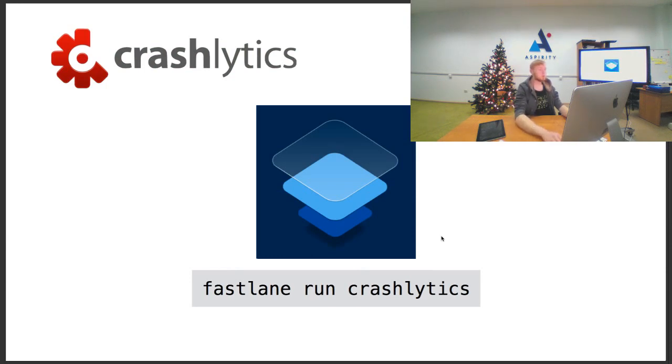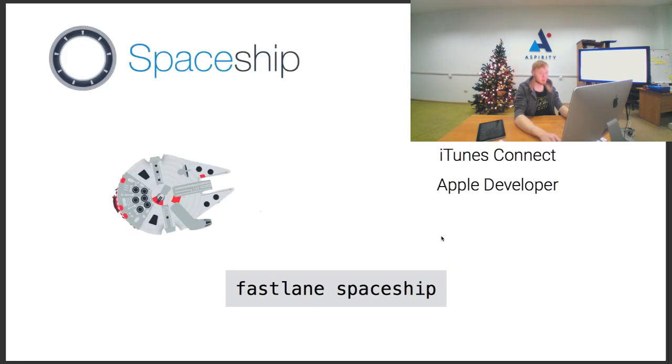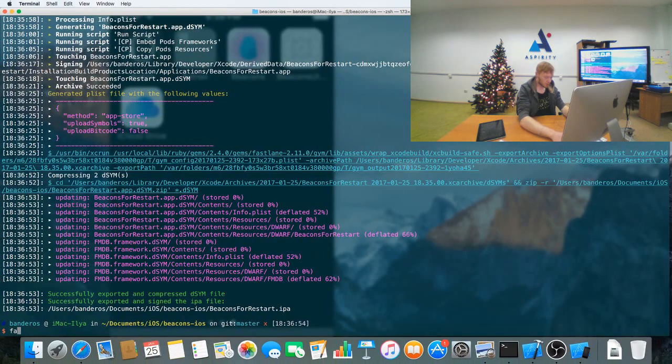For testing purposes, we are using the Crashlytics service from Fabric, and there is a tool to upload your builds to Crashlytics. It just needs an API token, build secret, and a group to which you want to make your application available for the testers. All this stuff is based on a tool called Spaceship, and Spaceship is a tool to interact with iTunes Connect and Apple developer endpoints. Let's watch how it's done.